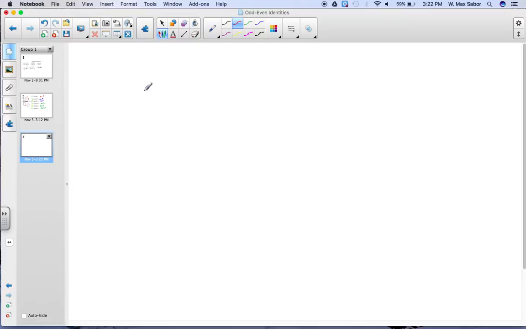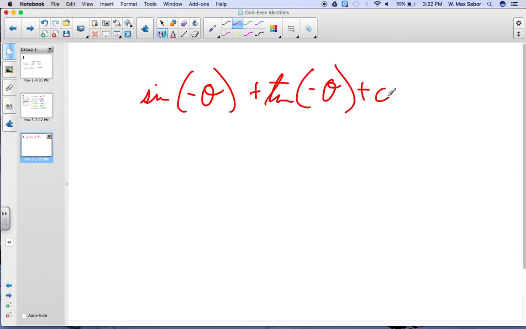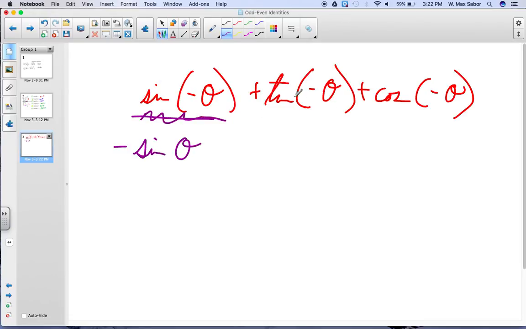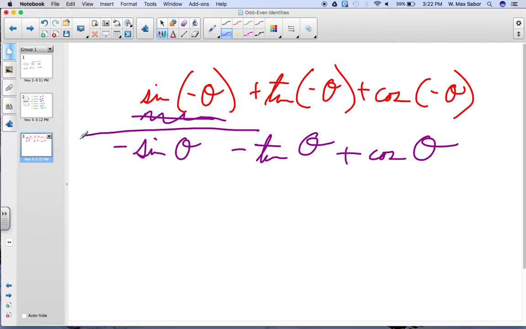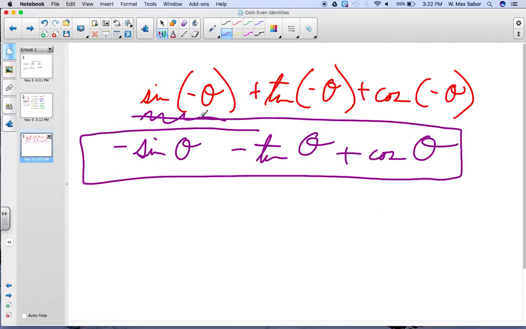So if I ask you what's sine of negative theta plus tangent of negative theta plus cosine of negative theta, you should be able to figure out, okay, this one is the same thing as negative sine of theta. This is also odd, so it's negative tangent of theta. But cosine is even. Cosine and secant are even, so this is just cosine of theta. So that would be a way to rewrite our original statement.